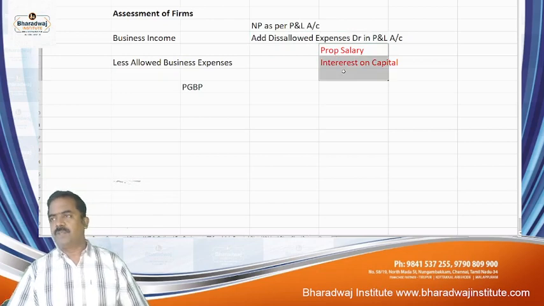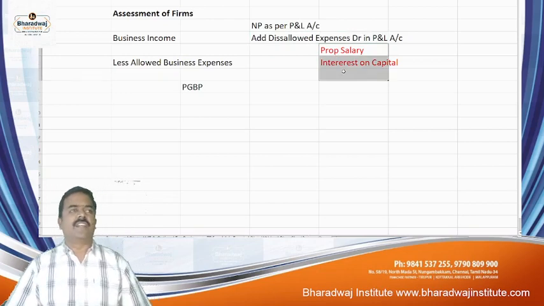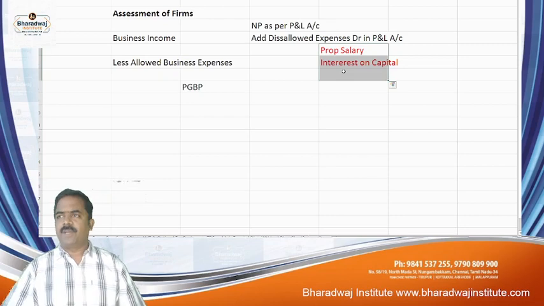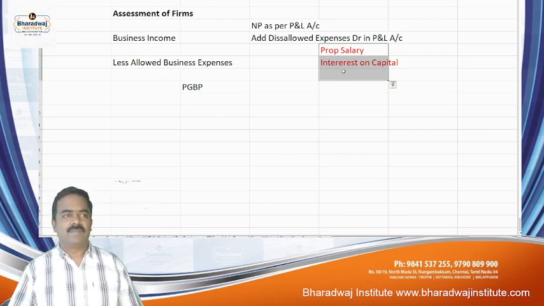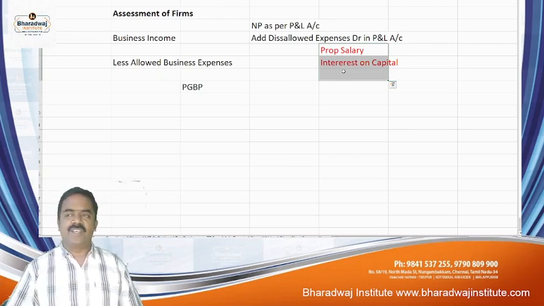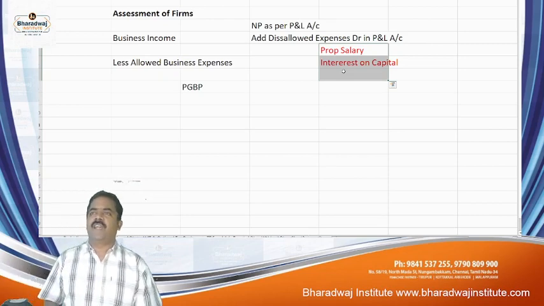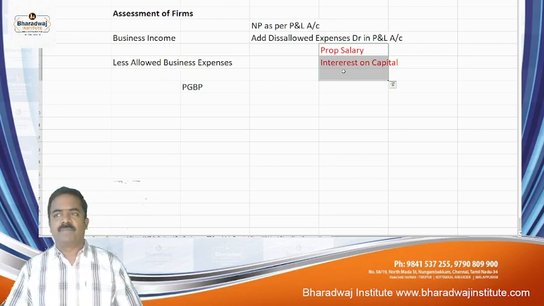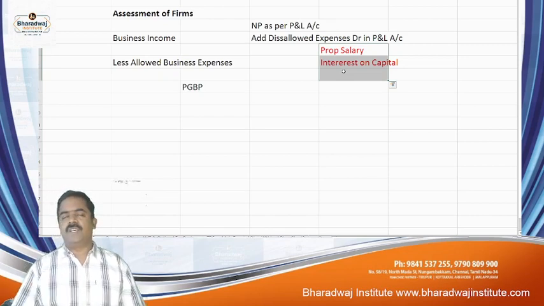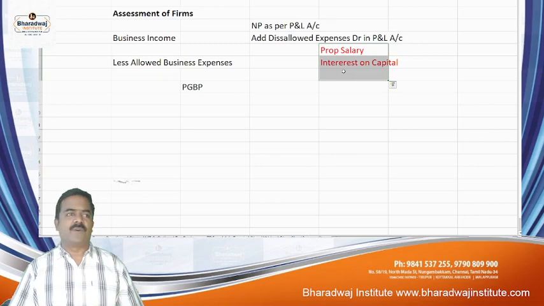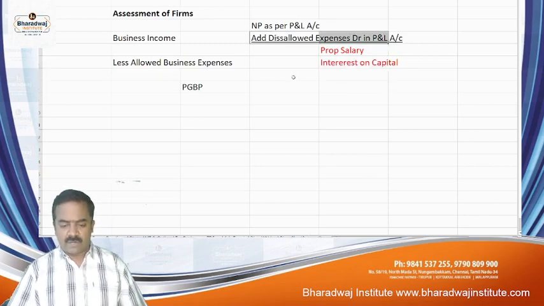So we will add disallowed expenses. These are two examples which I take specifically because this is connected to assessment of firms. Apart from that, other disallowed expenses are there. Can you claim bribe as expense? Suppose bribe is paid and we charged it in P&L account. Can you claim it as expense? It will be disallowed. Purchases made for cash of 50,000 rupees, can you allow it as an expense? It will be disallowed. Depreciation will be disallowed, but we will claim as per Section 32. So we will add back disallowed expenses which are debited in which account?